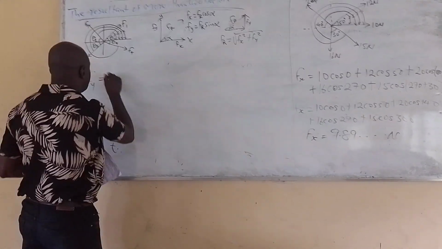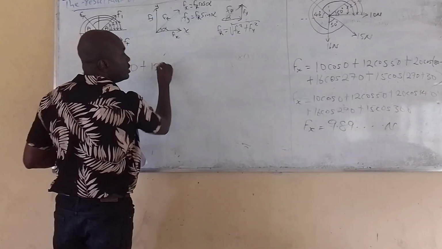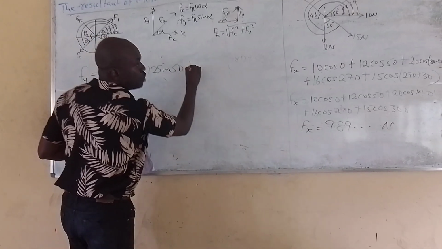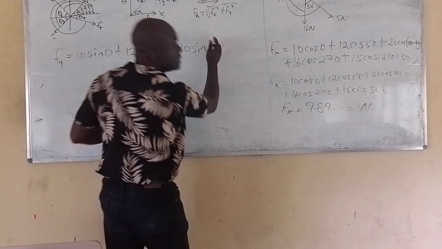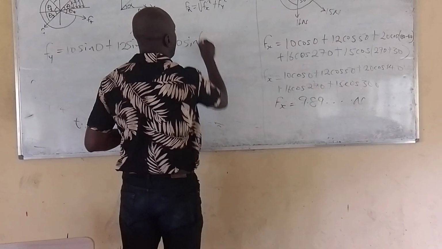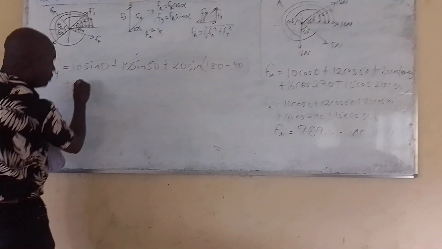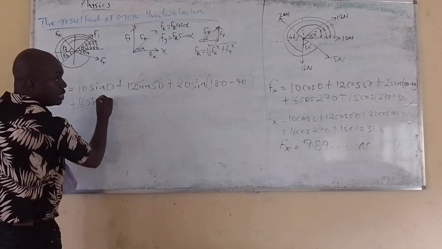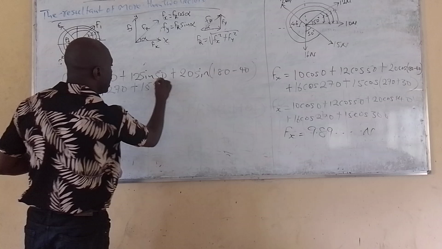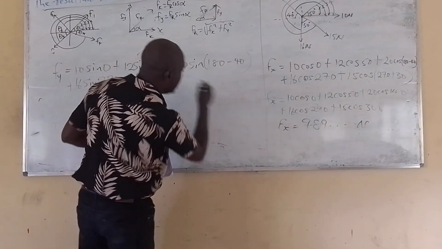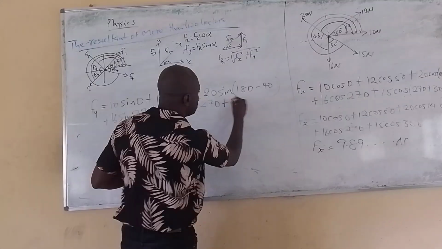So I'm changing it, which is 10 sine 0 plus 12 sine 50 plus 20 sine 180 minus 40 plus 16 sine 270 plus 15 sine, then this one is 270 plus 30, okay?